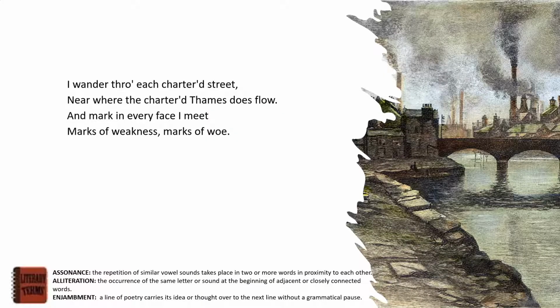Okay, so let's start going through each stanza and seeing what we can unpick. So here we go. I wander through each chartered street near where the chartered Thames does flow. So we've already talked a little bit that we've got this first person speaker, and like Blake, this speaker seems to be a visionary. So we've said that that's someone who can see and hear more than anyone else might notice. And this speaker can see and hear pain that seems to be beneath the surface.